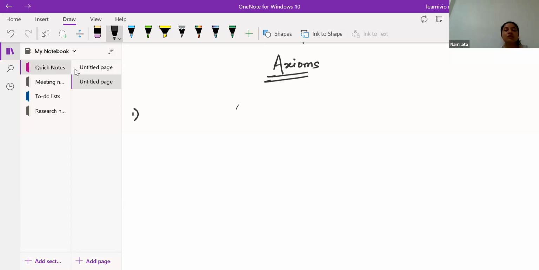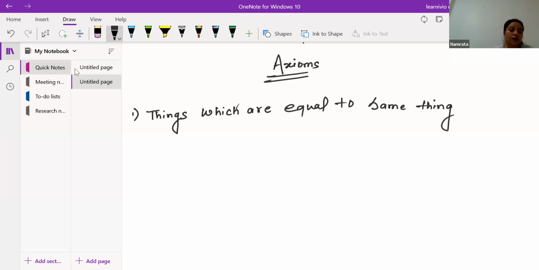So the first axiom is: things which are equal to the same thing are equal to one another. See how obvious it is. Things which are equal to the same thing.